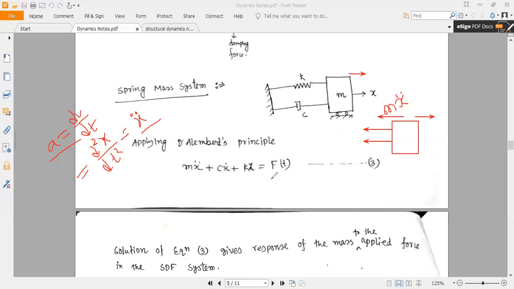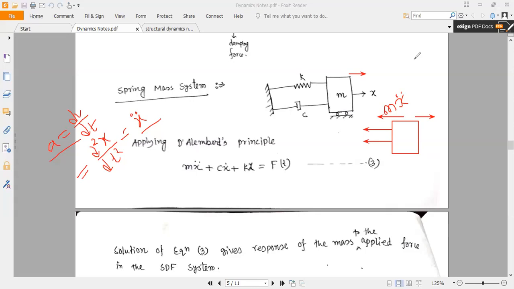Now I also want to mention what the k will be in case it is a building, in case it is a column. In a column, if you have found the deflections by different methods, by moment area method, by inertial method, you can find the deflection of the member. If you find the deflection of the member, then F is equal to kx.